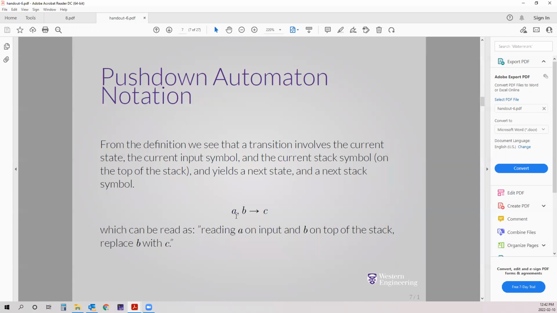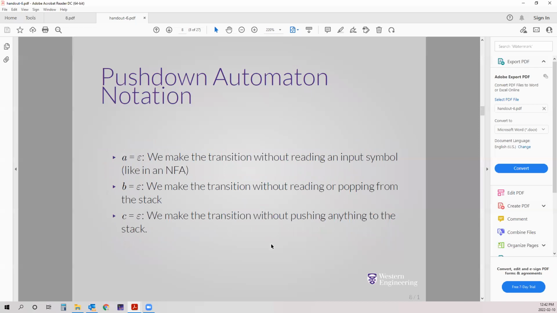So A, B, then C, which can be read as reading A on input and B on top of the stack, replace B with C. This is how we read it. We will read A as an input, B is at the top of the stack, and replace B with C. This is how we read it.